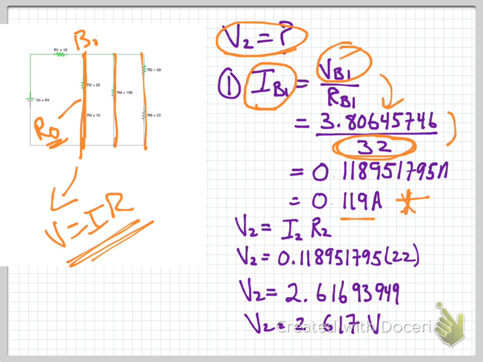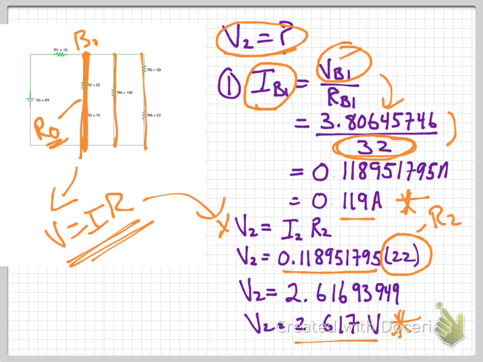Because this is in series, this whole branch here, that means 0.119 amps is the same all the way down that specific branch. So now again we can use Ohm's law. We can go V2 equals I2 times R2. Again, we know the current, and now we're going to use the specific resistor, so this is R2. So we don't use the total resistance of that branch anymore. Now we're just looking at the specific resistor, and then that's going to get us the voltage drop across that particular resistor, at that V2.